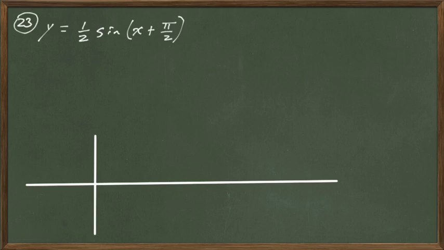Okay, 23. 23 is a sine wave, so I graph a sine wave. The amplitude is 1/2, so I go 1/2, negative 1/2. The period is 2 pi over b, so that makes a period 2 pi over 1. Making this 1 pi, making this 1/2 pi, making this 3/2 pi.